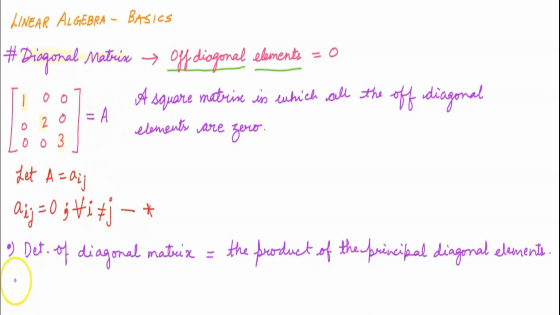In the example we have taken, which we have assumed as A, the determinant of A will be the product of the principal diagonal elements. So it will be 1 multiplied by 2 multiplied by 3. Then the determinant comes as 6.